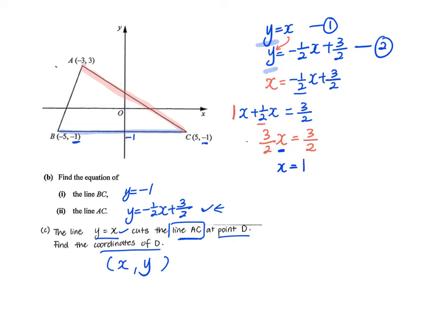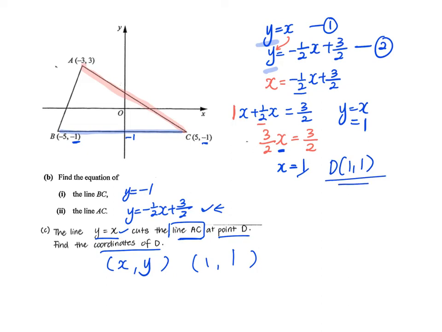Okay, so now I have already gotten my x coordinate. x is equal to 1. Then what do I need to do now? I need to find my y value. They say y is equal to x, so y is also equal to 1. So this point will be the point (1, 1). Therefore, D is the point (1, 1).